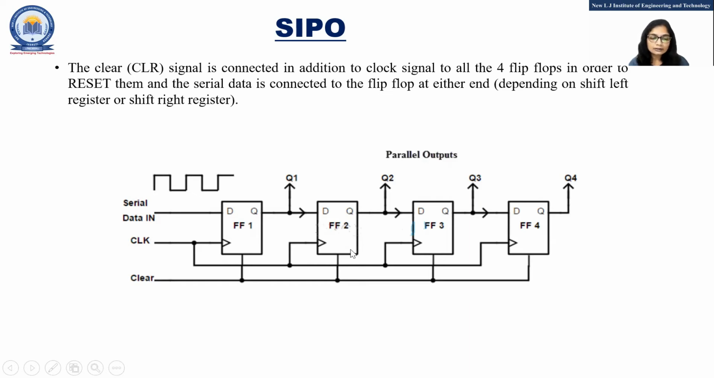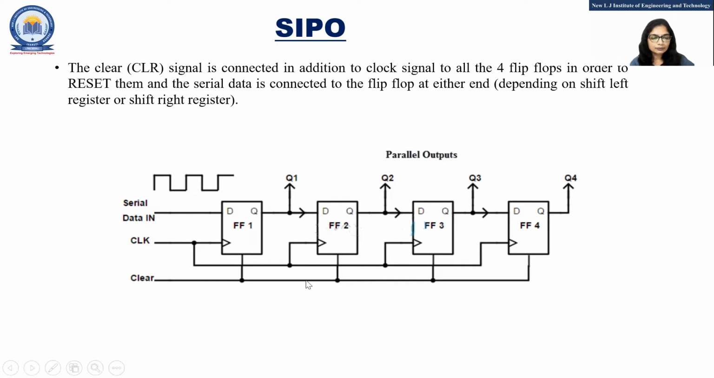Initially, we will give this clear signal. What is the function of the clear signal? It will clear all these flip-flops. Means initially we can start from 0, 0, 0, 0. So here, this serial data input is given to the first flip-flop, that is D. Suppose I'm applying 1 at a time, right?